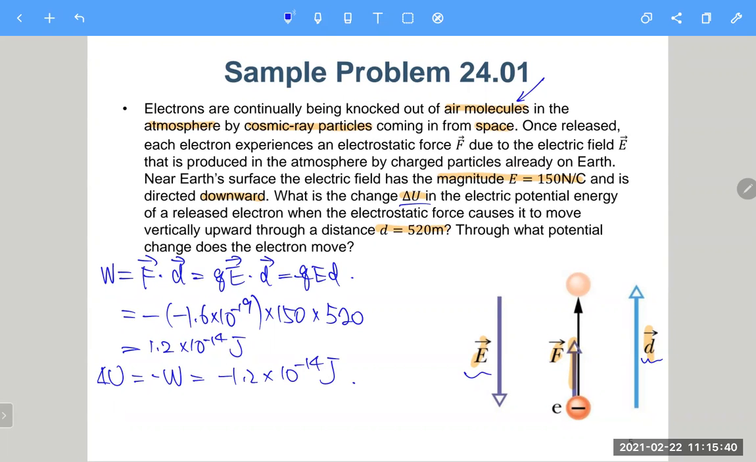So you can simply imagine, because E is pointing downward, and the electron is a negative charge, even without applying any force, it will try to move upward.